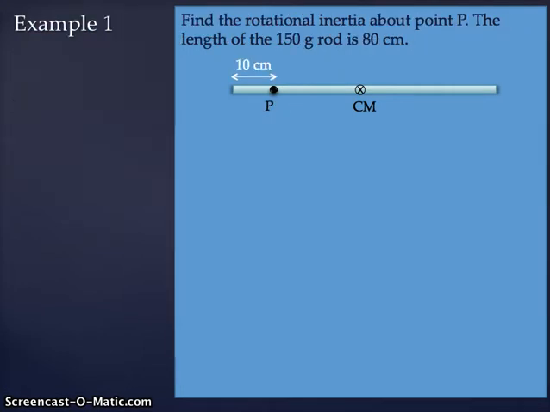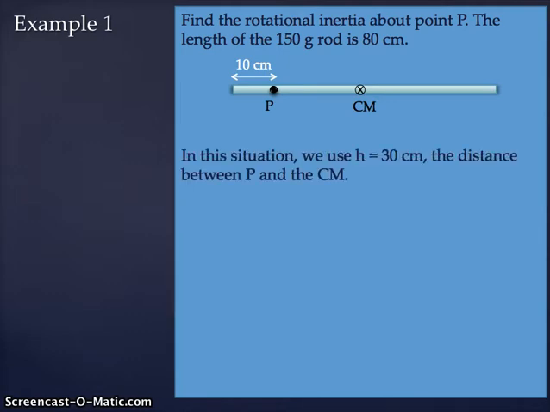So let's take a look at an example here. Here we have a 150-gram rod, length of 80 centimeters, and we are asked to determine the rotational inertia about this other point P. And it is 10 centimeters from the end. Okay. Well, first of all, that 10 centimeters is not the value that we need. The distance we need is between point P and the center of mass point, between the new axis and the old axis. And so we will use 30 centimeters as that value of h within the calculation.